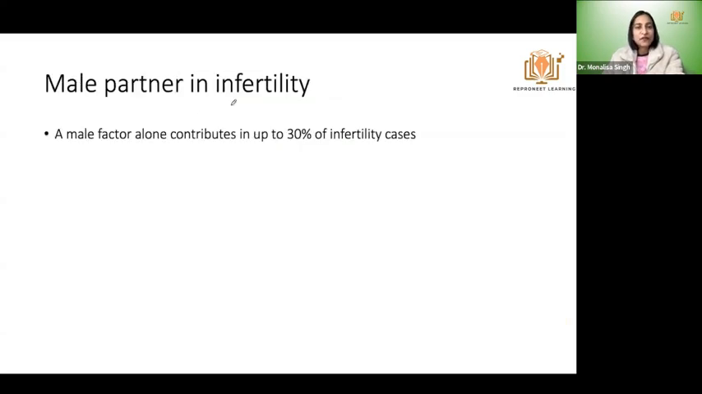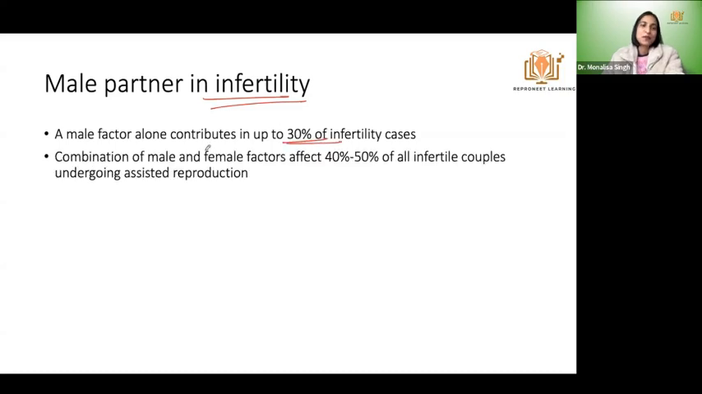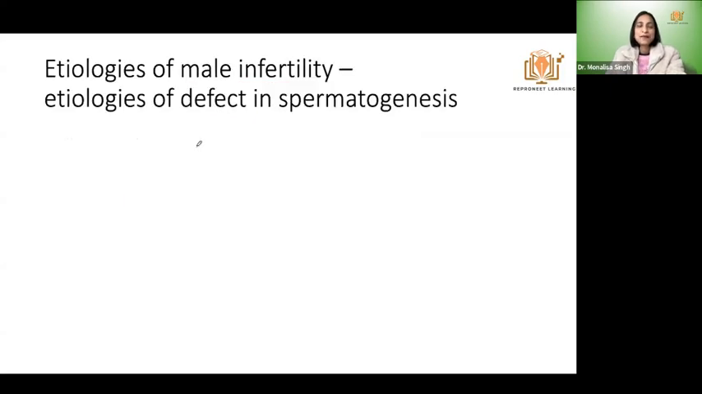Male factor. Now, coming to infertility, male factor alone contributes to 30% of infertility cases, and in people who undergo assisted reproduction, IVF, 40 to 50% have some male contribution to their infertility. It can be a combination of male and female, where a female factor is there and a male factor is also there. So male factor is important when it comes to infertility.